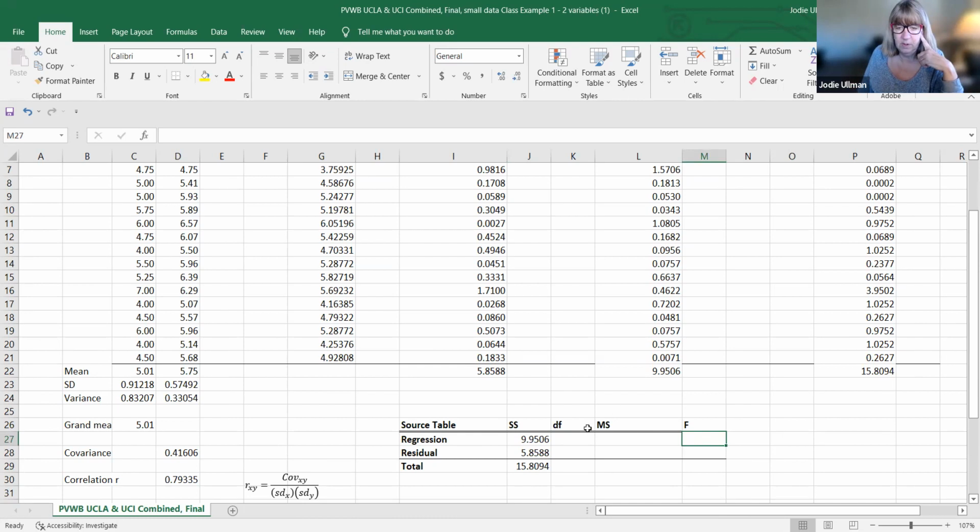All right. So in degrees of freedom, we have one for regression. We have 1 degree of freedom for each predictor. So how many degrees of freedom do we have here?